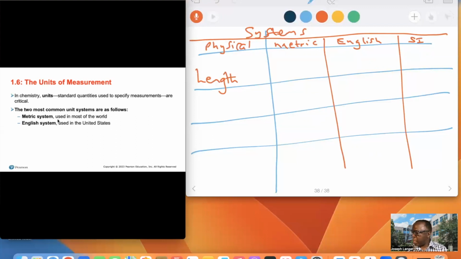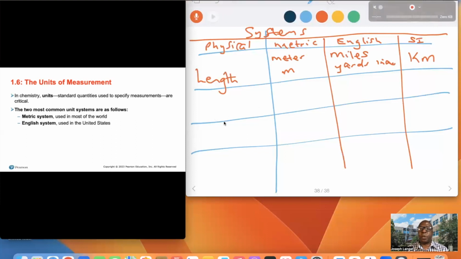When we say length, we use, I'll say here, meter, abbreviated m. In English, this is what we always use at home: miles, it could be yards, all right? It could be inches and so forth. These are units of measurement in English. And then we have here kilometer. There are three systems of measurement.